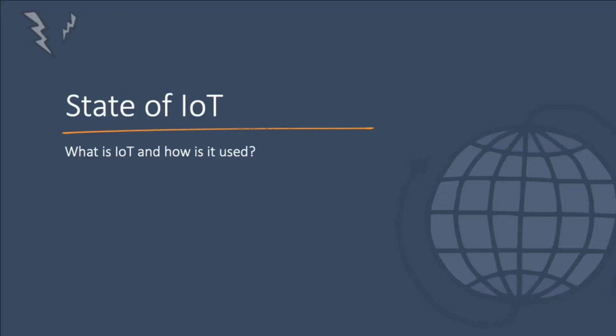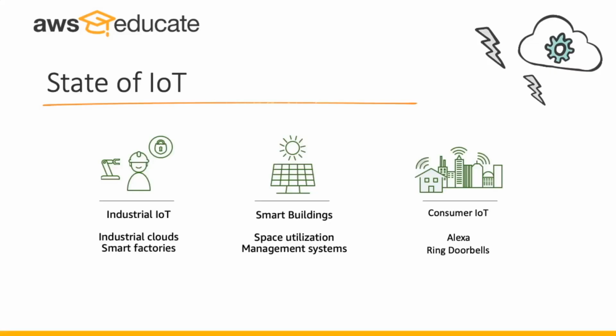So what is IoT and how is it used today? IoT stands for the Internet of Things, and in the simplest terms, it relates to devices that are connected to a network to share data. Today, there are a lot of use cases for IoT. You can find them in industrial IoT, smart buildings, and consumer IoT.